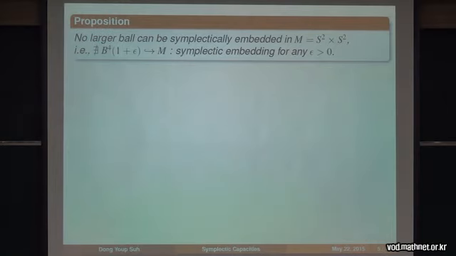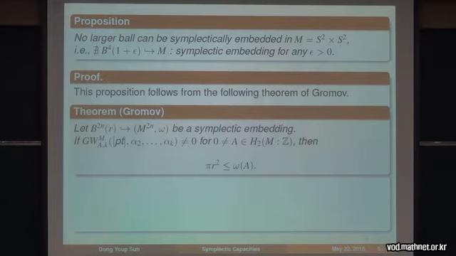But the question is, this is one example where the ball can be embedded in S2 cross S2 in this way, and in this way we can show that the maximal volume is pi squared over 2. That's by construction. But in fact, no larger ball can be symplectically embedded in S2 cross S2, i.e. no B4 of radius 1 plus epsilon can be embedded symplectically in M. This proposition follows from the following theorem of Gromov.